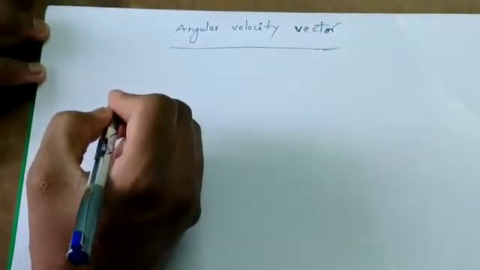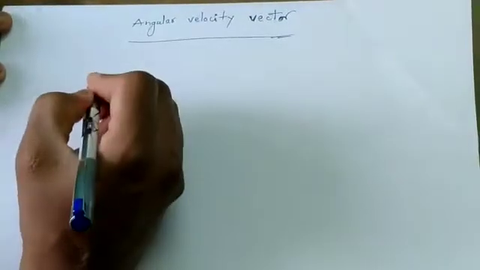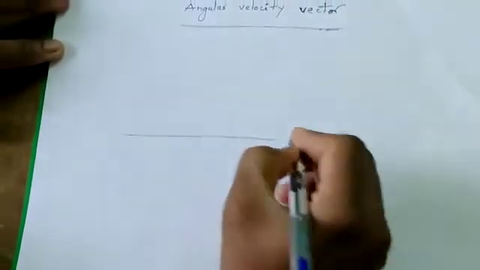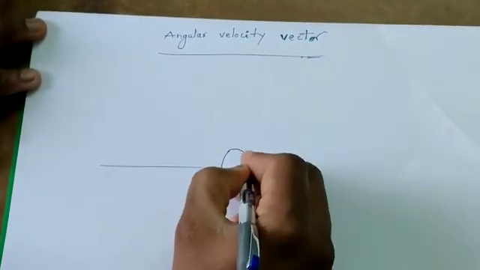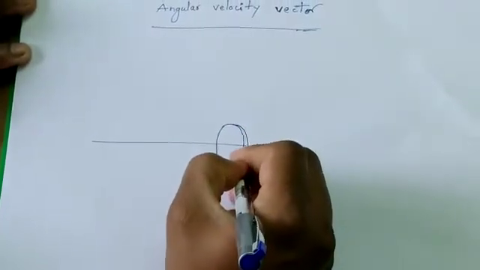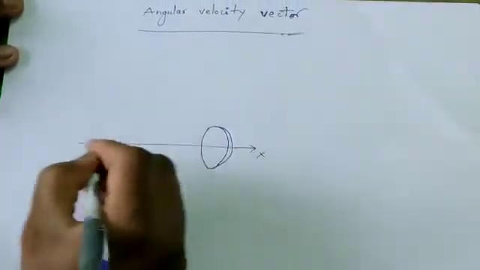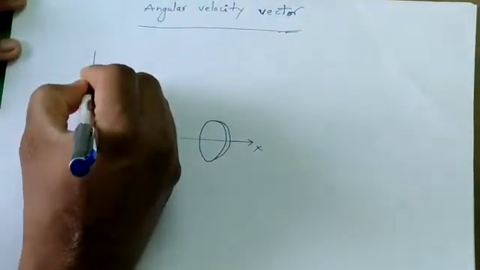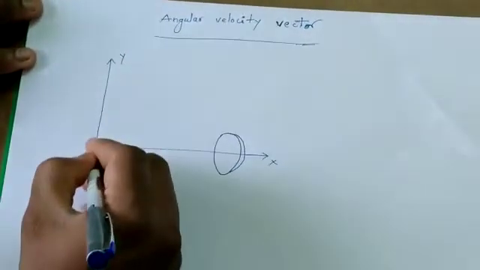Today we can see how to draw an angular velocity vector. In order to draw the angular velocity vector, let us consider a rotor which is rotating about an axis. Let us consider the rotor is rotating about the x-axis, and this is the coordinate system x, y, and z.